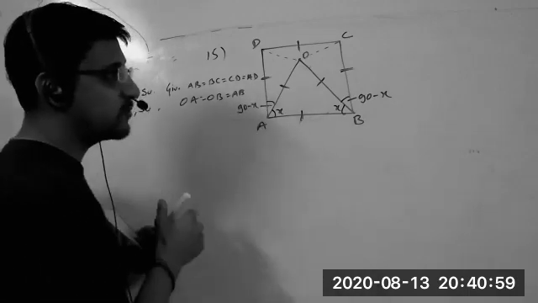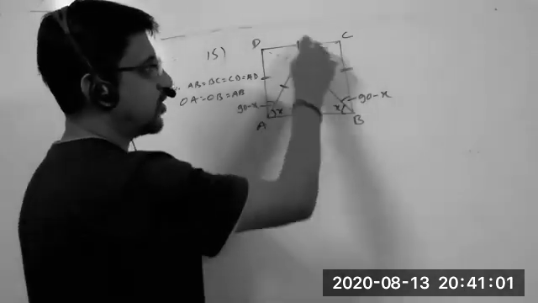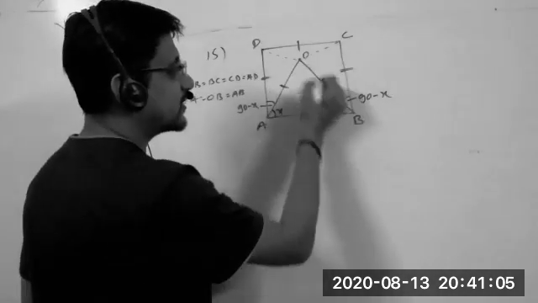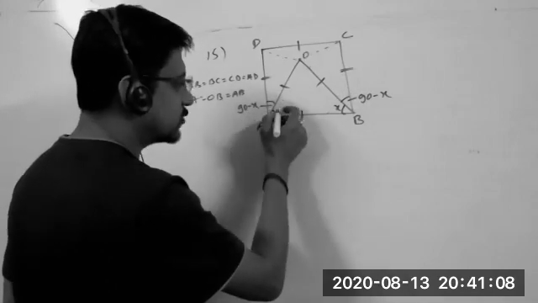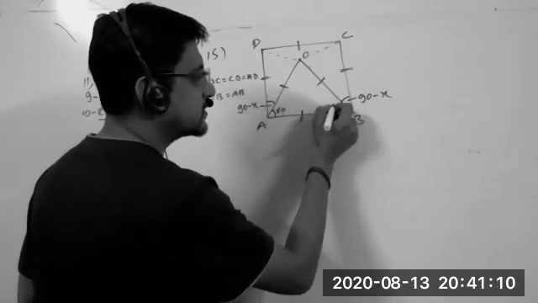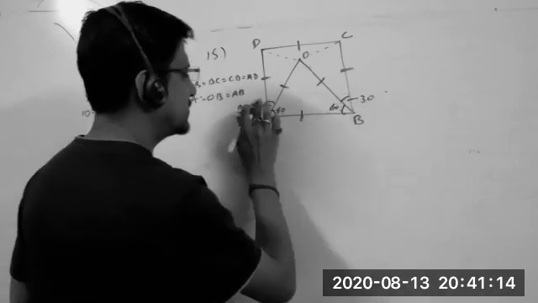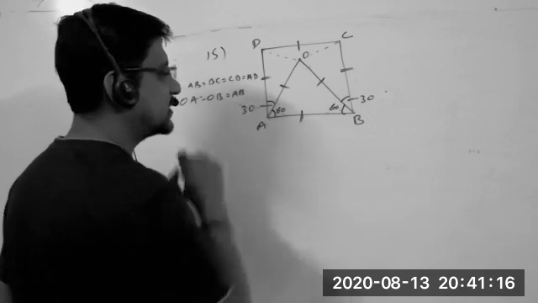See, on the diagram it is solved. All sides are equal, and this is an equilateral triangle. Let's suppose this is equilateral, so this will be 60 degrees. So this is 30 degrees, and this is 30 degrees.